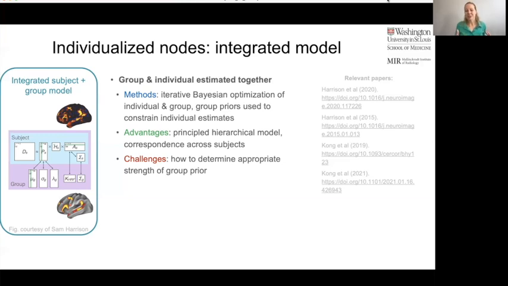However, that's exactly where the challenge is. There's a lot of different parameters in these models, and how do you determine, for example, the appropriate strength of the group prior? You want to make sure that it's strong enough to get that correspondence, but that it's not so strong that we're losing out on finding meaningful individual variation in the nodes.